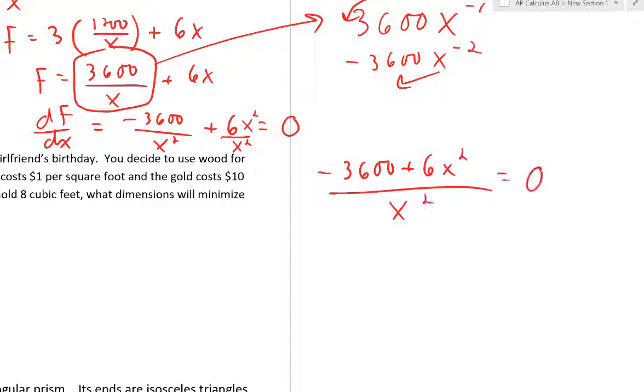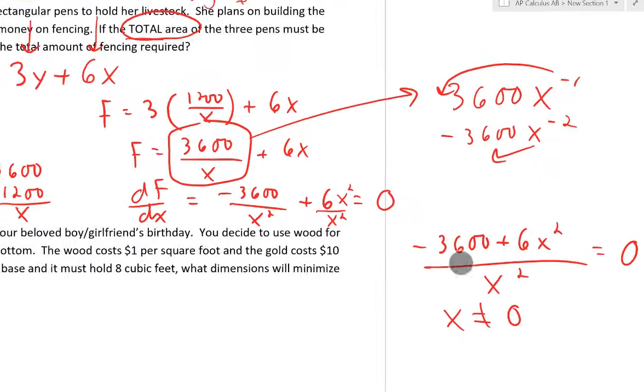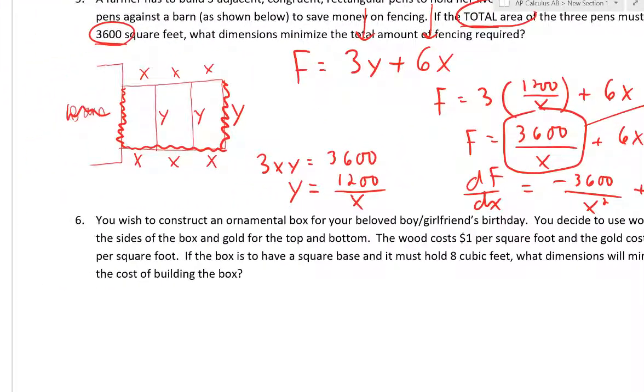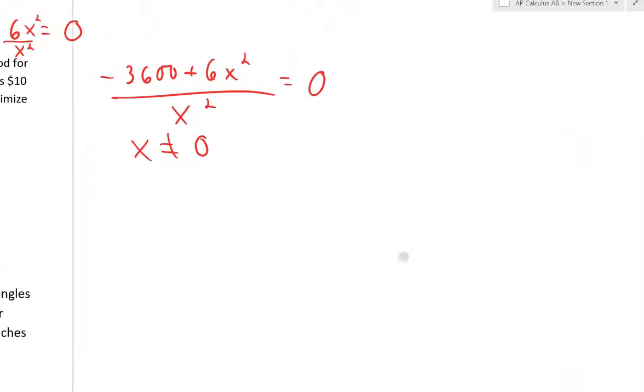We need that to be 0 or undefined. And so you see x being 0 makes it undefined. But x being 0 doesn't make any sense anyway, because that means we would have 0 width of this thing. So x can't really be 0, but that's just a stopping point for us. So 0 is the lowest value on our sign chart, I guess.